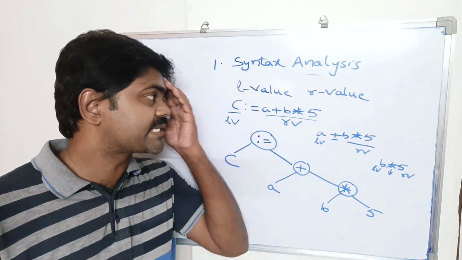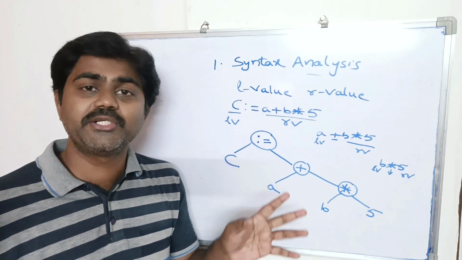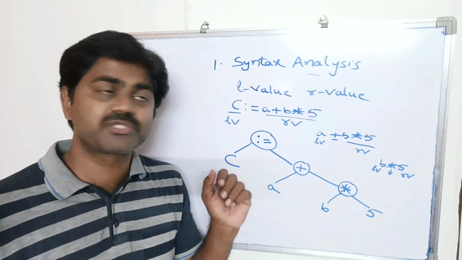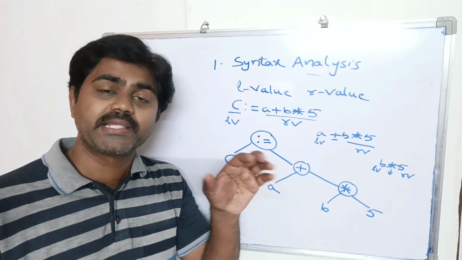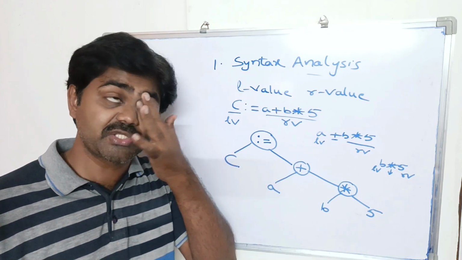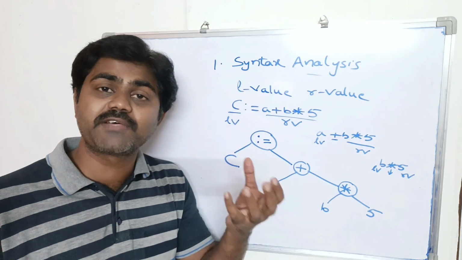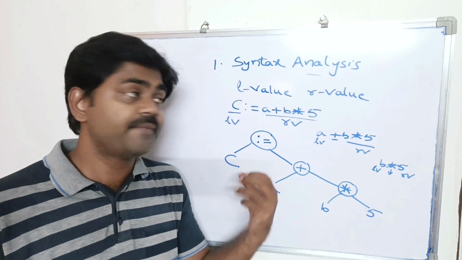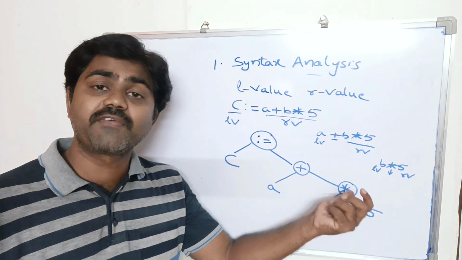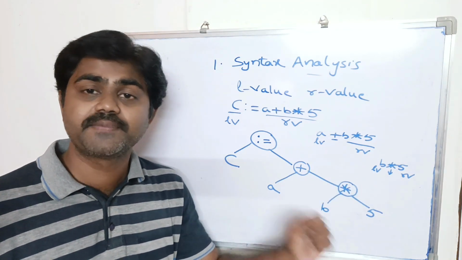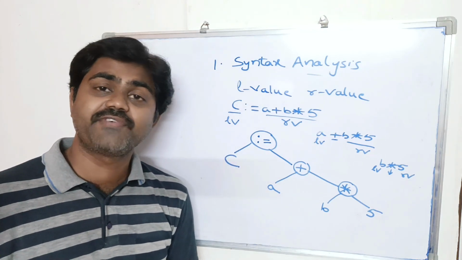So what is syntax analysis here? The tokens which are already divided, depending upon the L value and R value, we will construct a syntax tree or a parse tree. Here C equal to A plus B into 5. Equal to becomes our root. The left of equal to is C, so C becomes our left child. The right child is A plus B into 5. Here plus becomes our root. The left of plus is A, and the right of plus is B into 5. Star becomes our root again. The left of star is B, and the right of star is 5. This is the way we construct a parse tree. This is the second phase, syntax analysis.